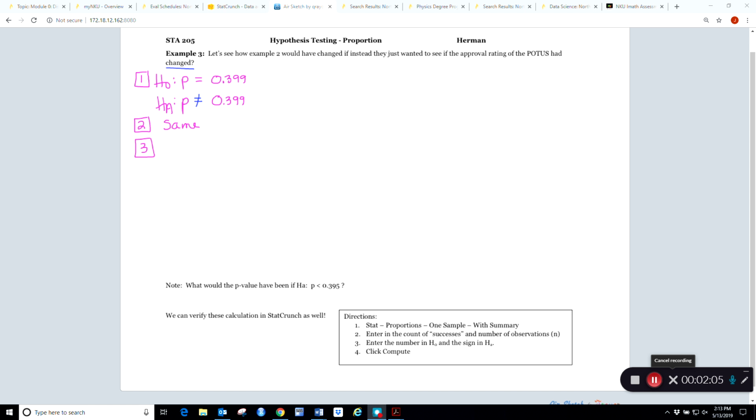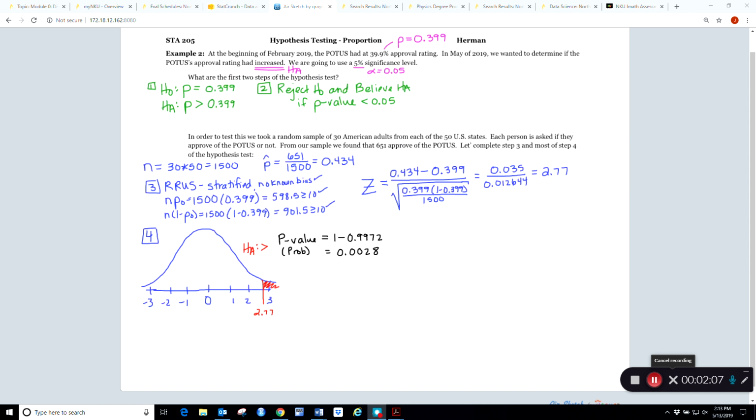Next, let's talk through step 3. So looking back here, we're still taking the same sample. So we're still going to have 1,500 people sampled. We're still going to find that 651 of those 1,500 approved of the president. So p hat is still going to be 0.434. I'm not changing my sampling method, so it's still a stratified sample that doesn't have any bias known. And our n is still 1,500. And I didn't change the number in my hypothesis I had up here. So all of the conditions will stay exactly the same.